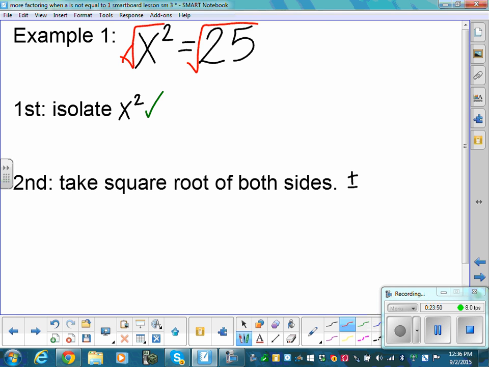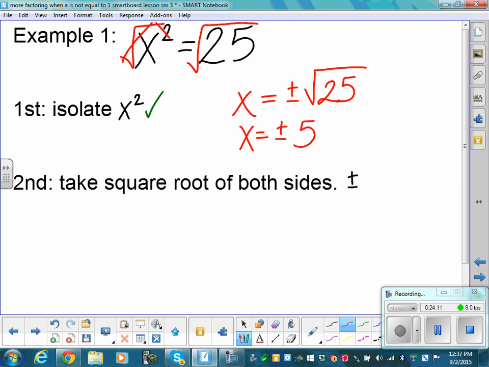Now my root cancels out my power, leaving me with x is equal to, we can't forget the plus and minus answer, plus and minus the square root of 25. Now we have to do the square root of 25. If you did it on your calculator, the square root of 25 is 5. So we have x is equal to plus and minus 5.